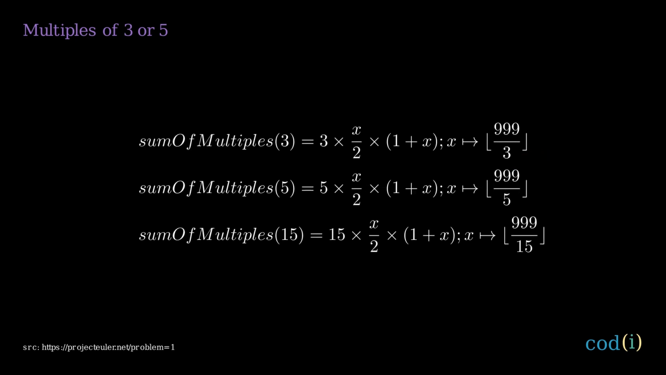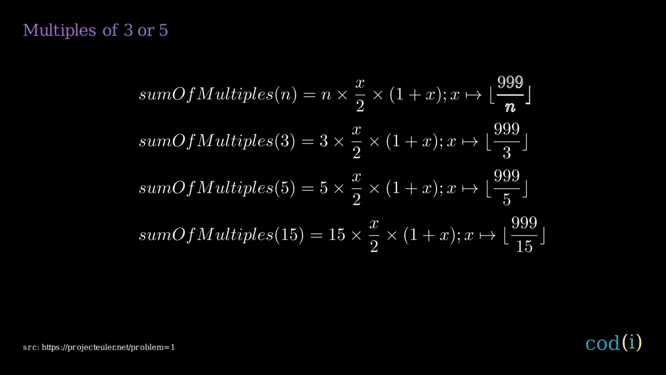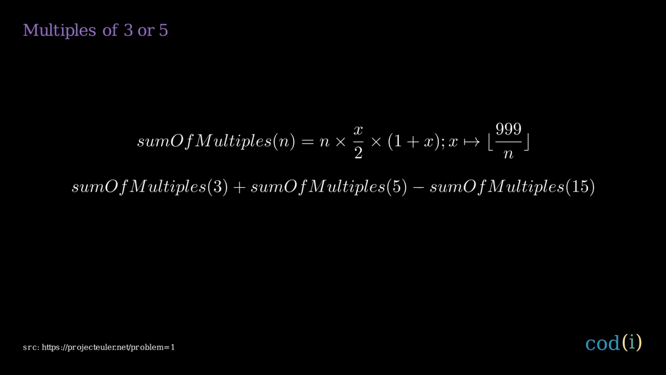Building on this, we can get the sum of multiples of 3 as 3 multiplied by x divided by 2 multiplied by 1 plus x, where x in this case would be the floor of 999 divided by 3. In general, we can say for a number n, the sum of its multiples can be given as shown here, where x is the floor of the division between 999 and n. Great. So we finally have a formula for our approach.